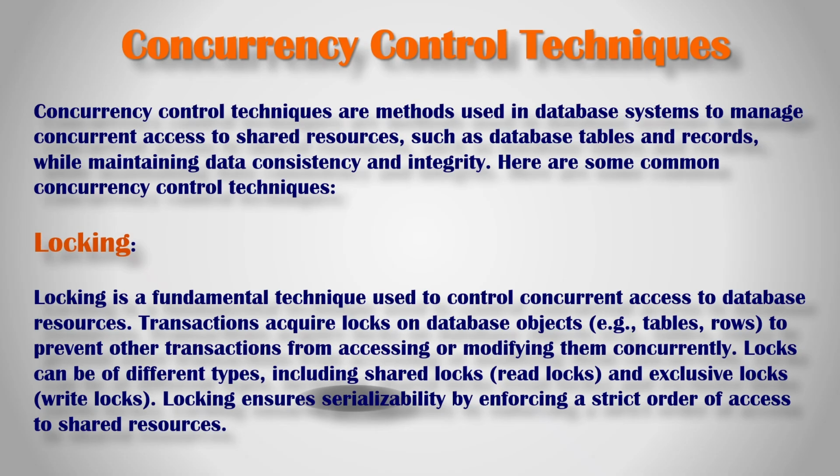Locking. Locking is a fundamental technique used to control concurrent access to database resources. Transactions acquire locks on database objects, for example tables and rows, to prevent other transactions from accessing or modifying them concurrently. Locks can be of different types, including shared locks, read locks, and exclusive locks, write locks. Locking ensures serializability by enforcing a strict order of access to shared resources.